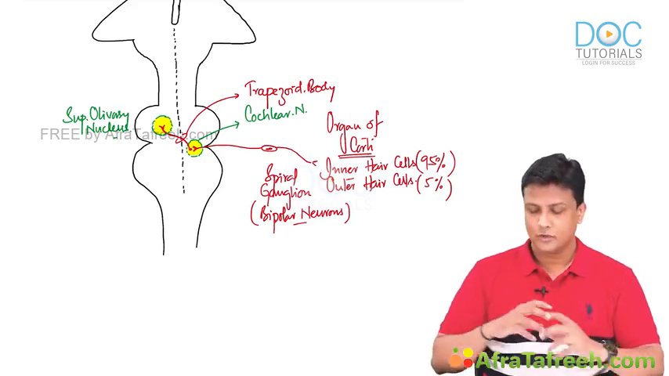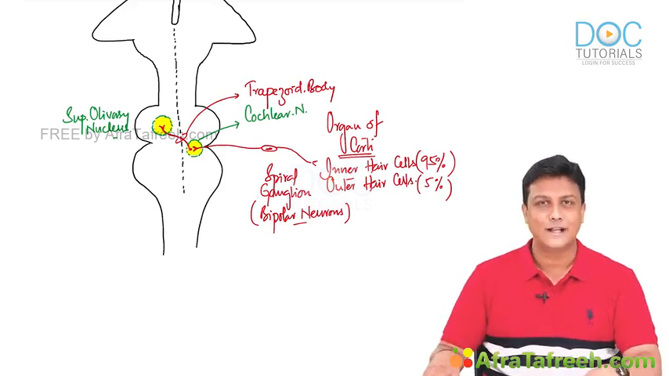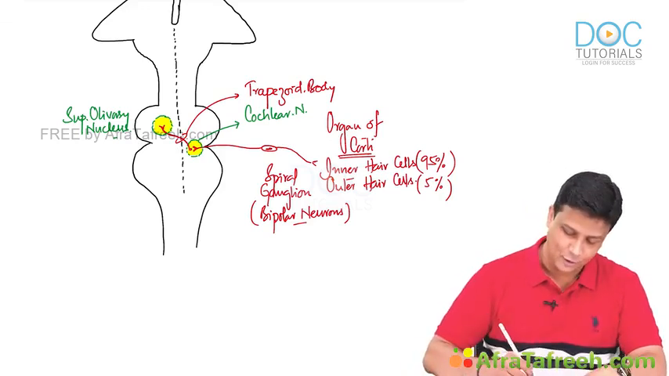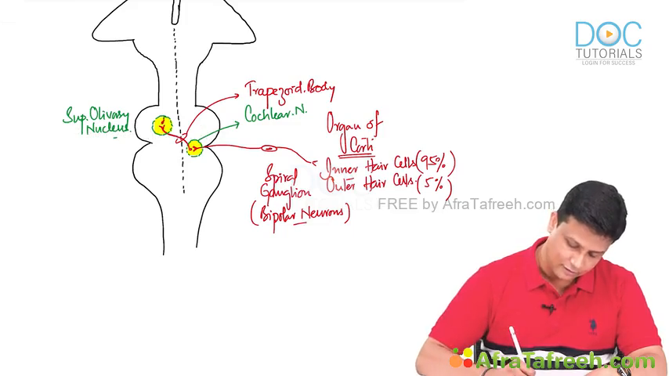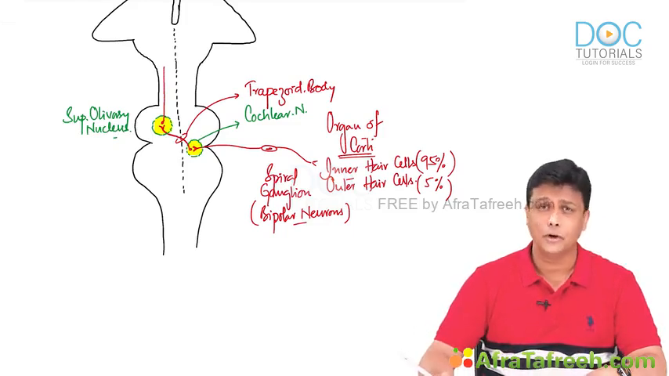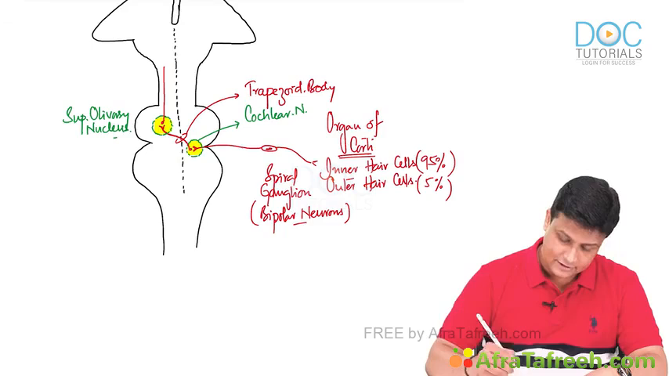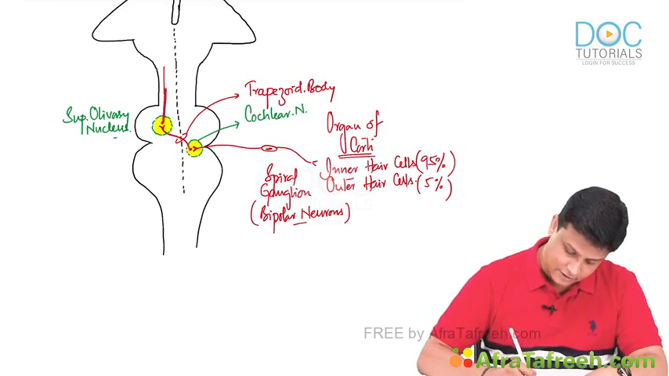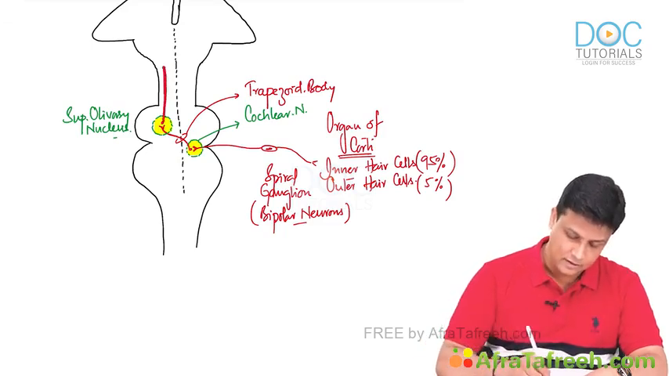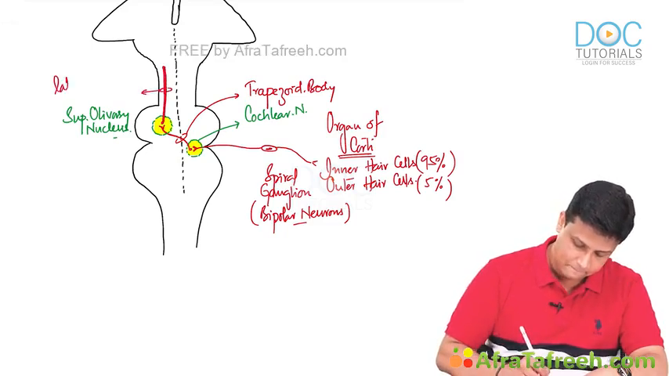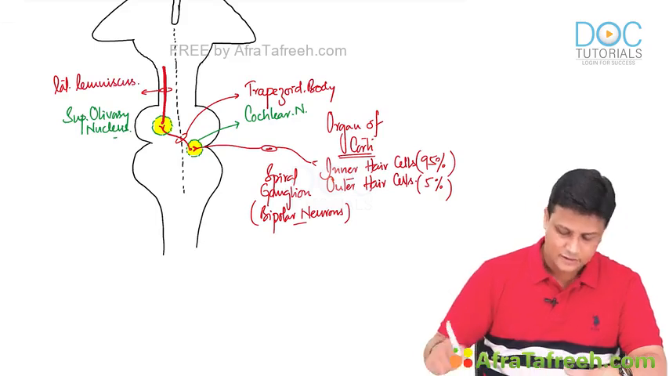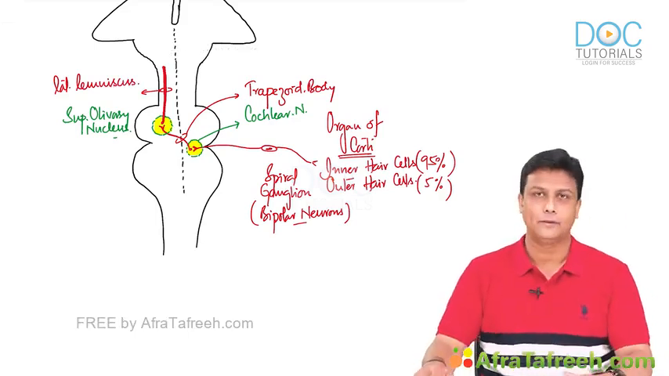Now after crossing, what is going to happen? The fibers are going to ascend up. Try to recall from neuroanatomy, I told you after crossing, they always form a lemniscus. And this time, my dear friends, what is this lemniscus over here? This will be your lateral lemniscus. So you come across the lateral lemniscus in the auditory pathway.